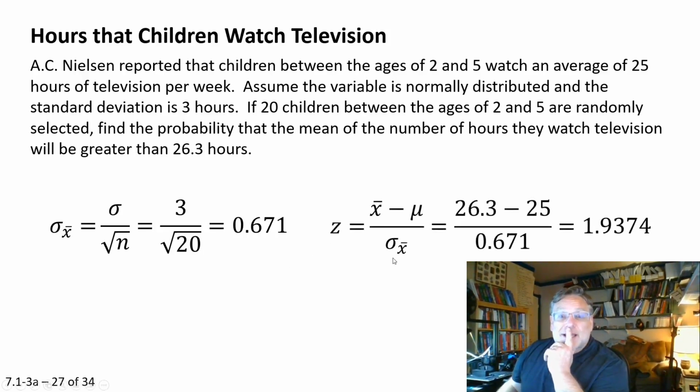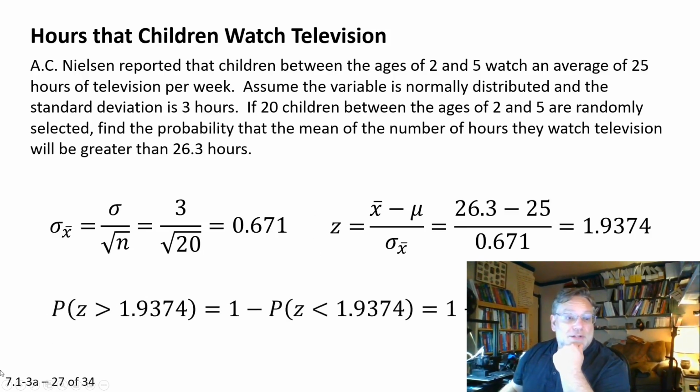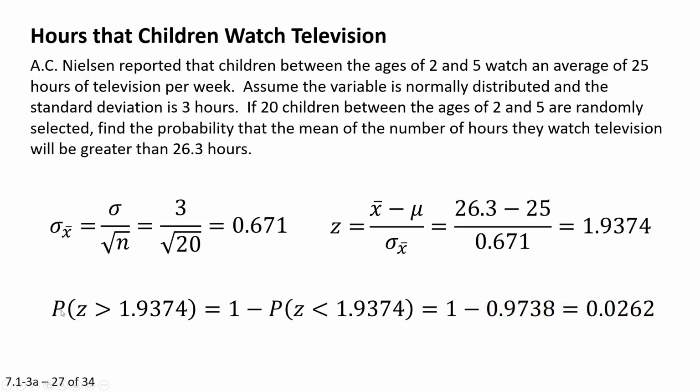All right, so the z statistic proceeds exactly as before. We just are working with 0.671 instead of 3, and we get this new z value here of 1.9374. And they're asking here, find the probability that the mean of the number of hours they watch television will be greater than 26.3 hours. So that means we're going to look at the right-hand probability from your spreadsheets here. And so that's going to look like this, where if you put this into your spreadsheets, you should get 0.0262 for your answer.